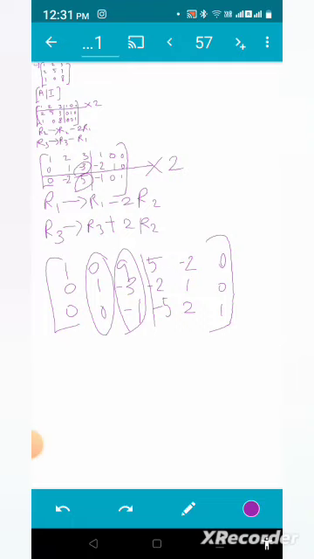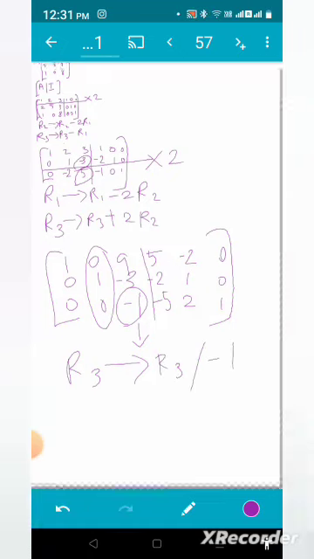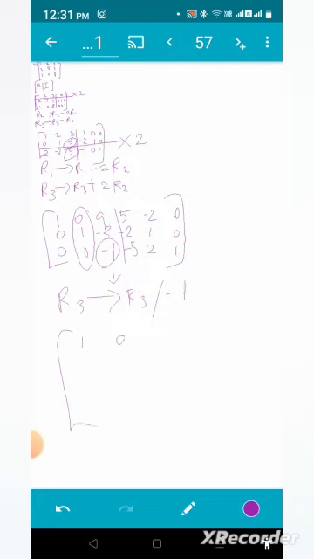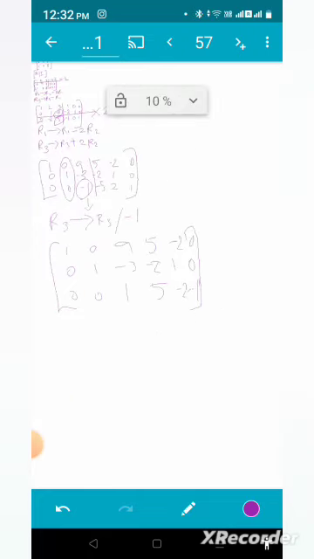So I change this minus 1 to plus 1. So R3 gives R3 divided by minus 1. So I get 1 0 9 5 minus 2 0, 0 1 minus 3 minus 2 1 0. Then R3 is 0 0 plus 1, plus 5 minus 2 minus 1, because I divided R3 by minus 1. So I get this.